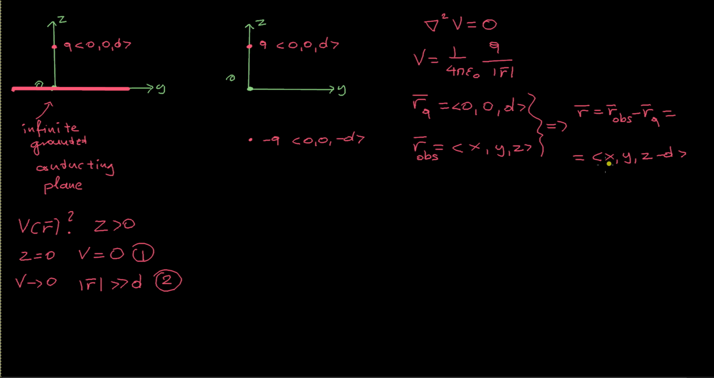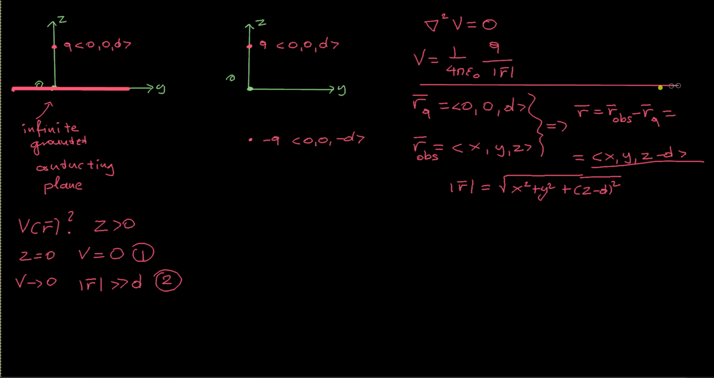And if I find the magnitude of this r, then the magnitude will be the square root of x squared plus y squared plus z minus d, squared.